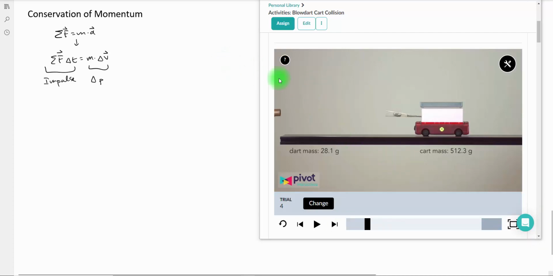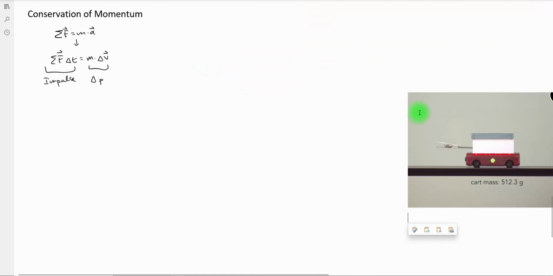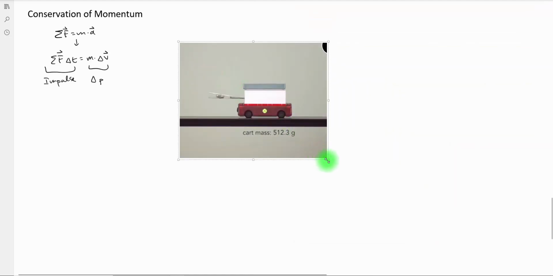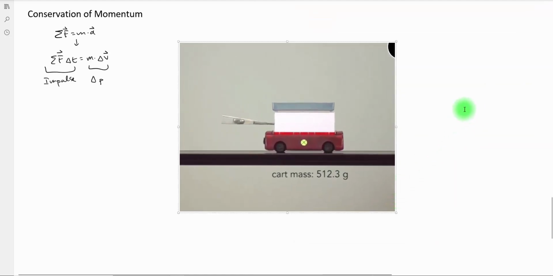So if we just grab a screenshot of this and paste it over here, we can do a little bit of drawing on what's happening. At the moment that there's contact, we initiate and begin a force. Right here where the dart and the cart are making contact with each other, the dart is going to experience a force acting backward on it. So we're going to put this as force on dart. And we're also going to have a force that's acting on the cart at the same exact time.